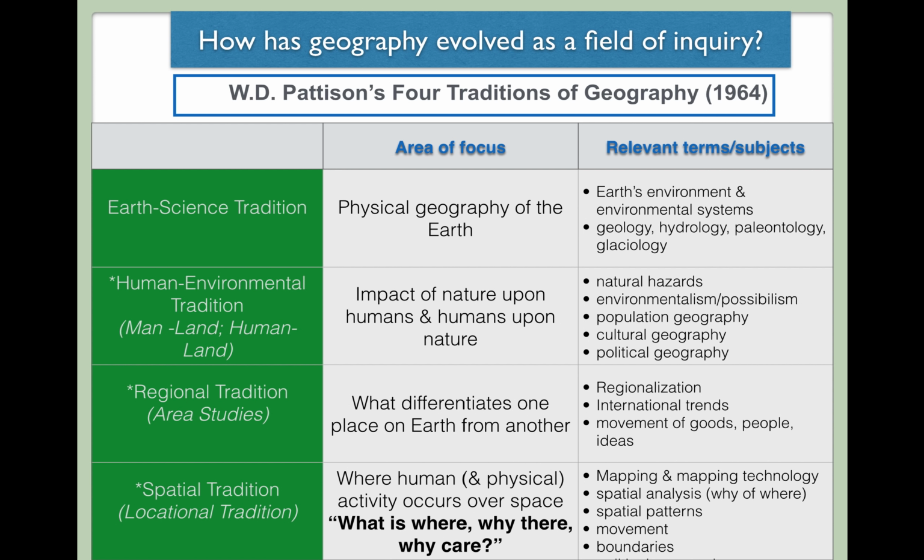So for example, we're going to be looking at how population changes over space. Let's use that terminology I wrote here. What is where? Where are people? Why are people there? And why should we care if people are in that place versus that place? Let's sub in a different unit. What religion is practiced here? Why here? And why do we care? What languages are spoken in this place versus that place, and why does it matter?